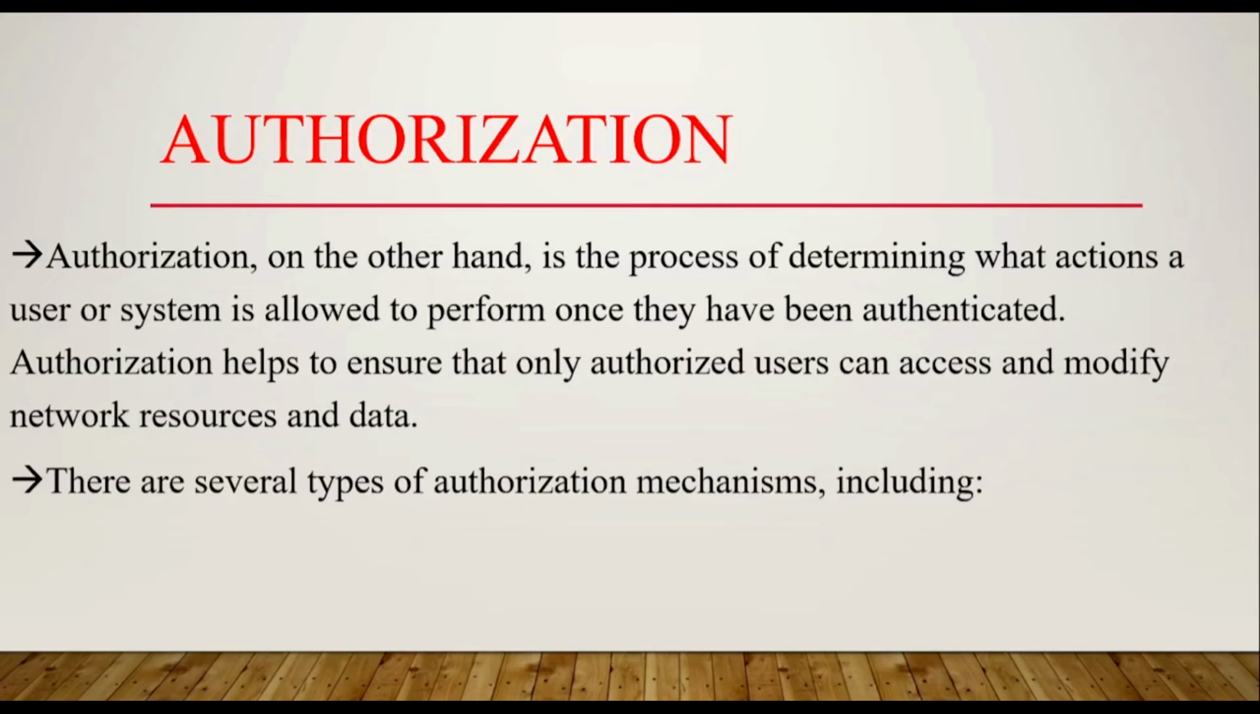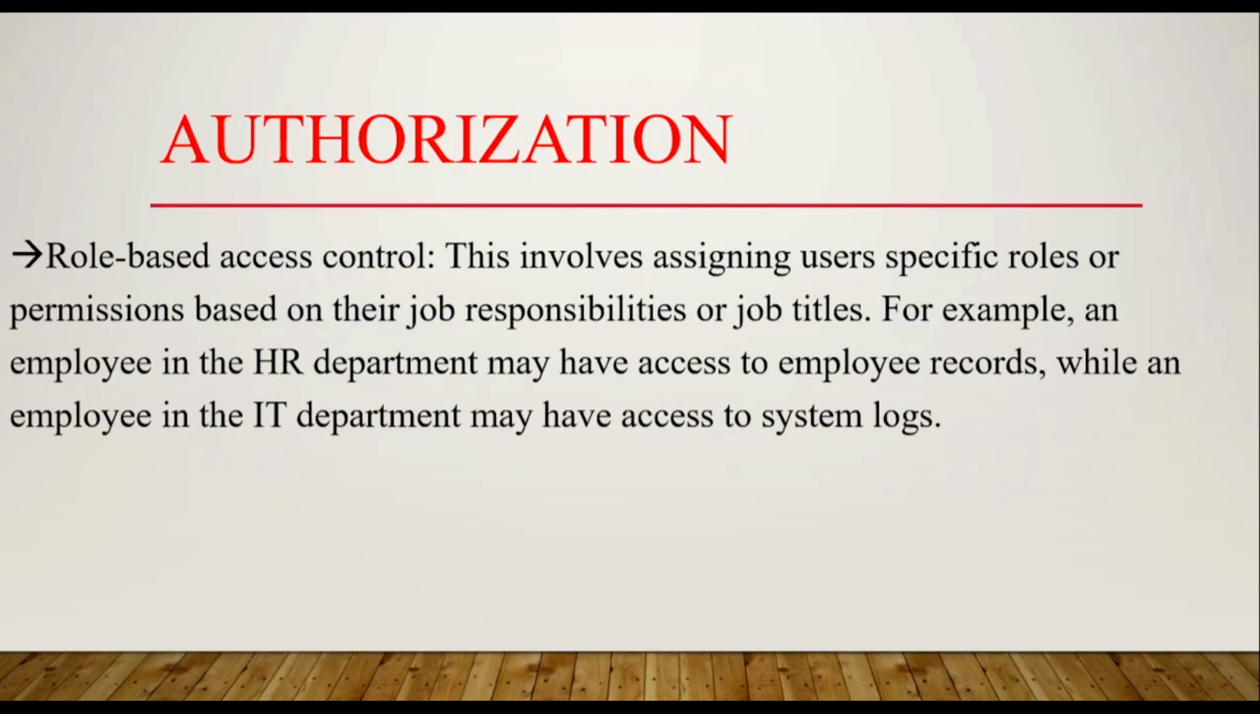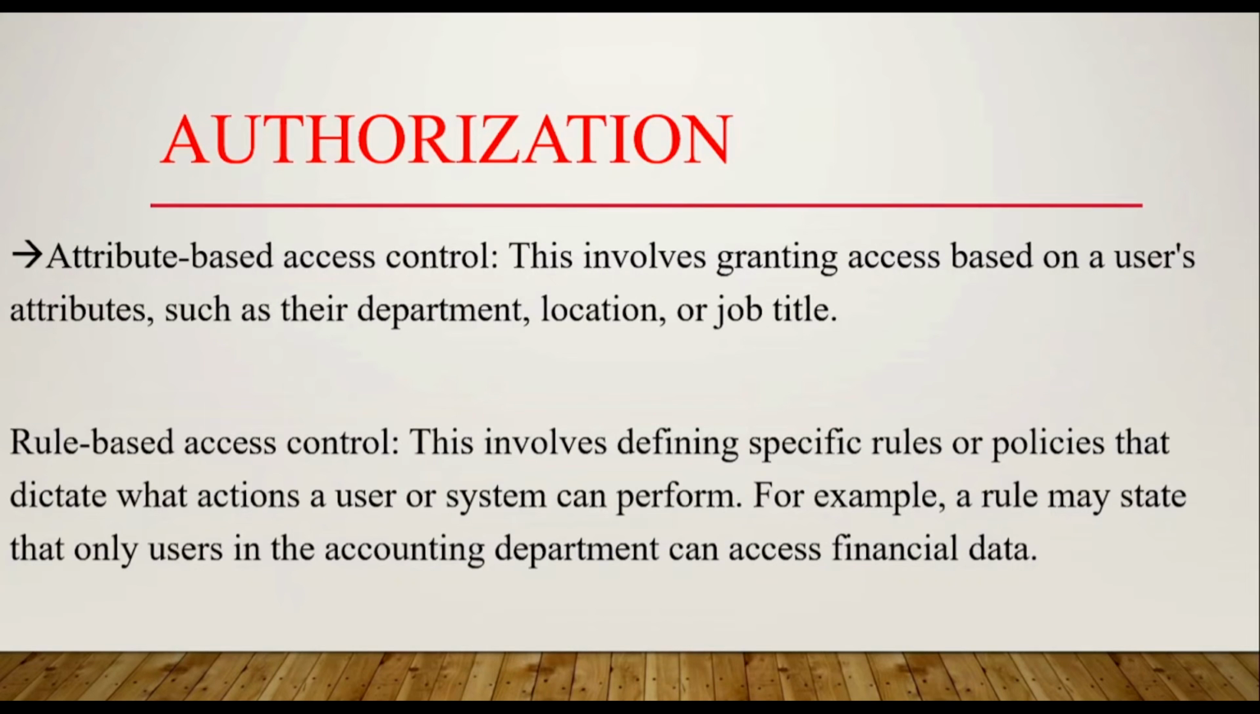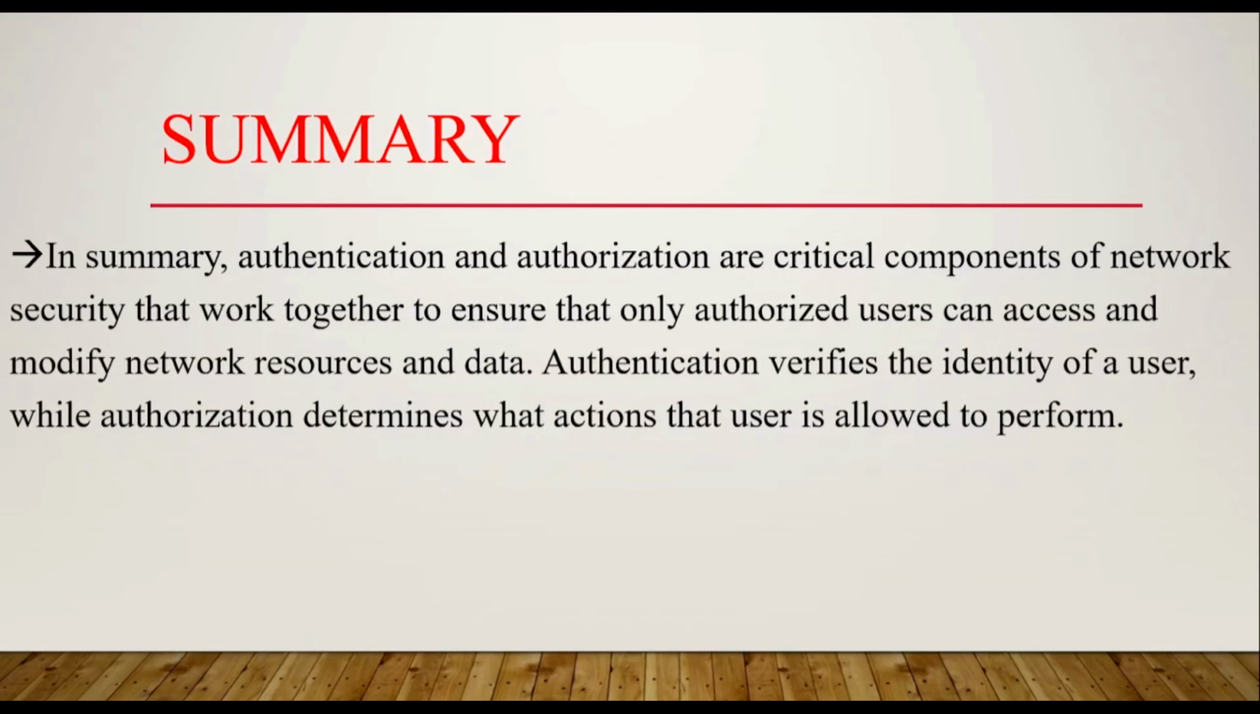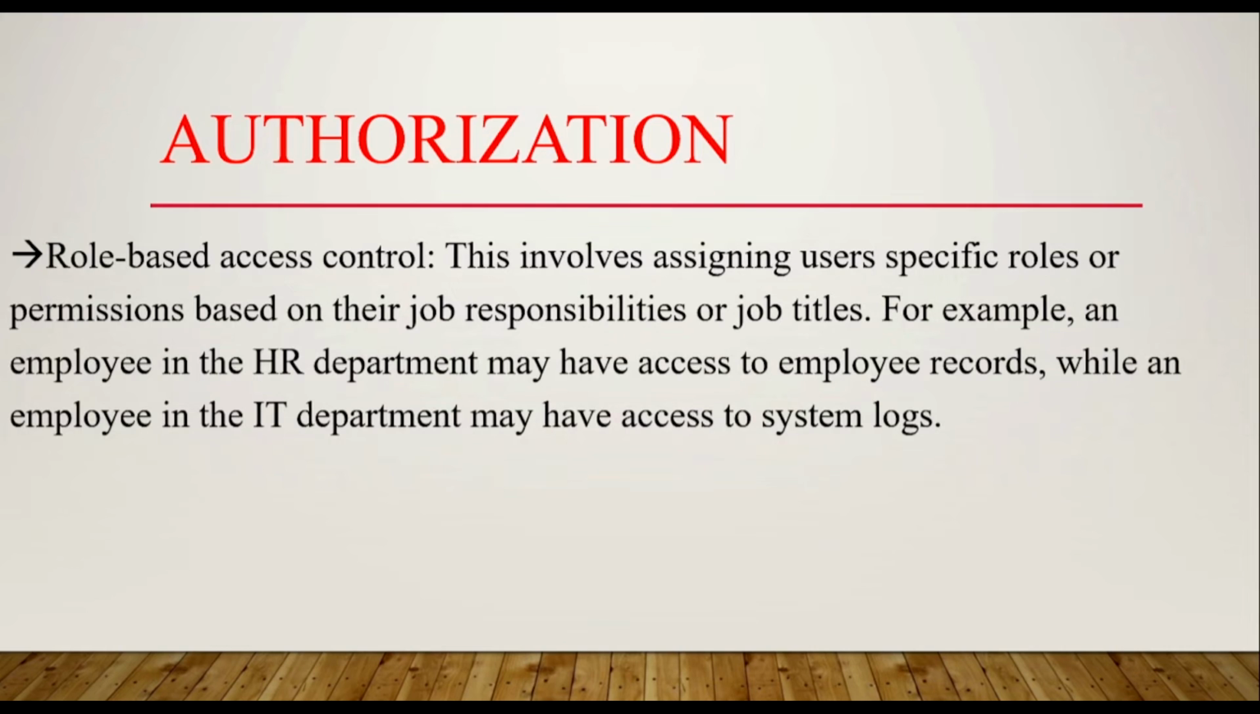a user. Authorization, on the other hand, is the process of determining what actions a user or system is allowed to perform once they have been authenticated. Authorization helps to ensure that only authorized users can access and modify network resources and data. There are several types of authorization mechanisms, including role-based access control, attribute-based access control, and rule-based access control. So these are three types of authorization.